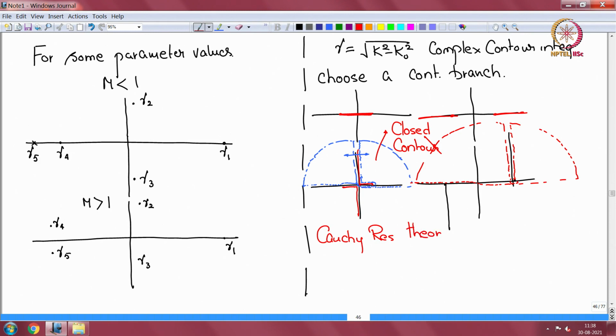Okay, we need this for the Cauchy residue theorem, and after going around closed contours we look at singularities, isolated singularities, and compute residues. Okay. So finding a continuous branch is one point. The other was causality. Causality had to be maintained.